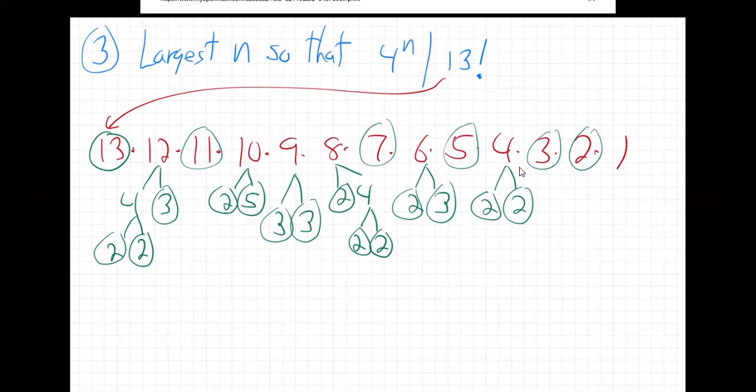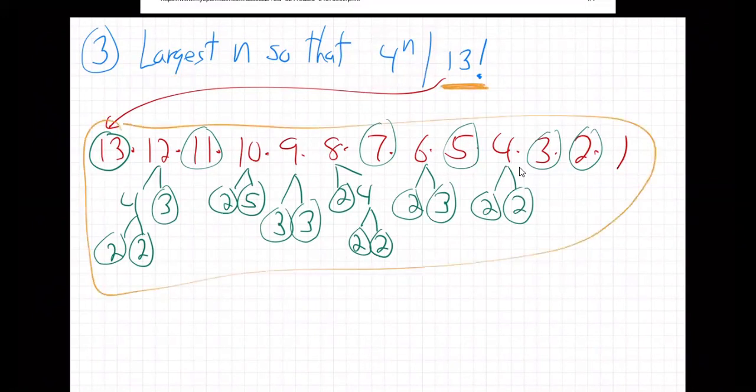So now the question is, what's the largest n so that 4 to the n goes into all this stuff? All this stuff is 13 factorial. So 13 factorial contains a lot, doesn't it? It contains all those prime pieces. So how do we figure out the largest n?